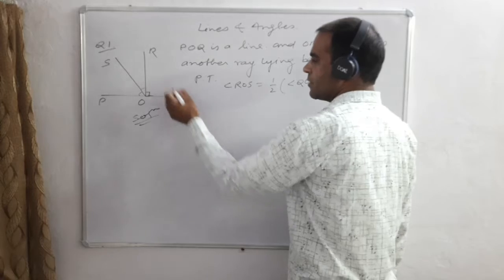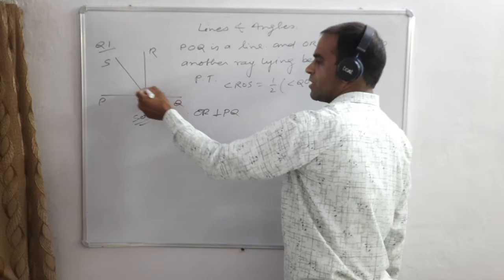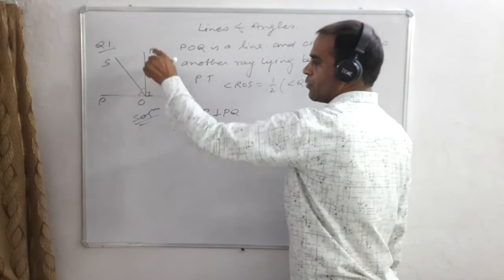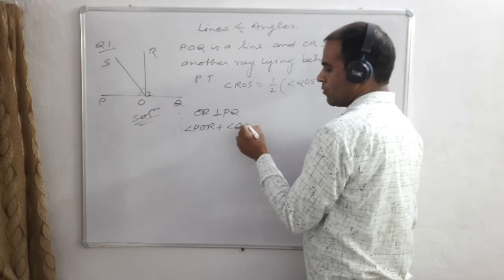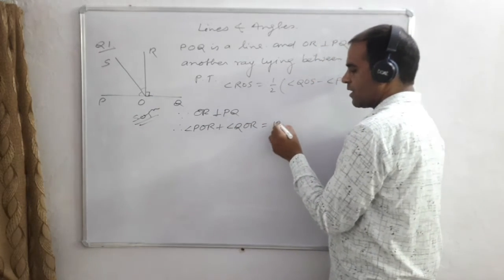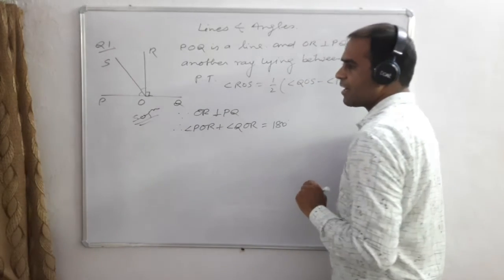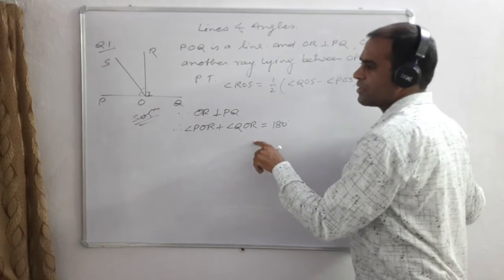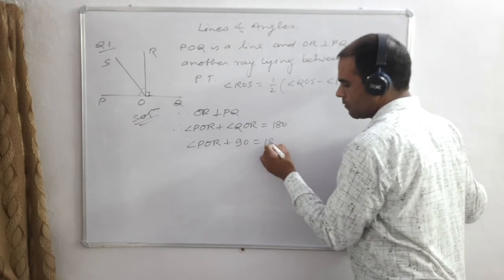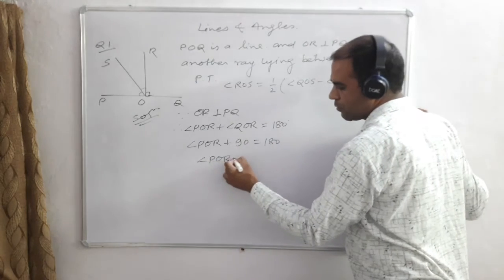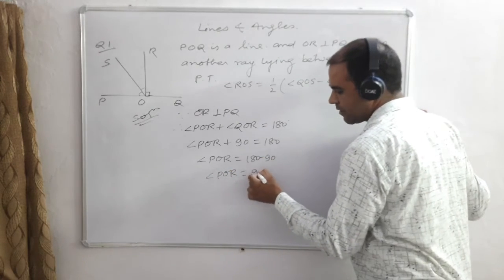Here, since OR is perpendicular to PQ, therefore these angles are 90. Angle POR plus angle QOR is 180 degrees. These angles are 90 and 90. QOR is 90 degrees, so POR is also 90 degrees. So angle POR equals 180 minus 90, that is 90 degrees.